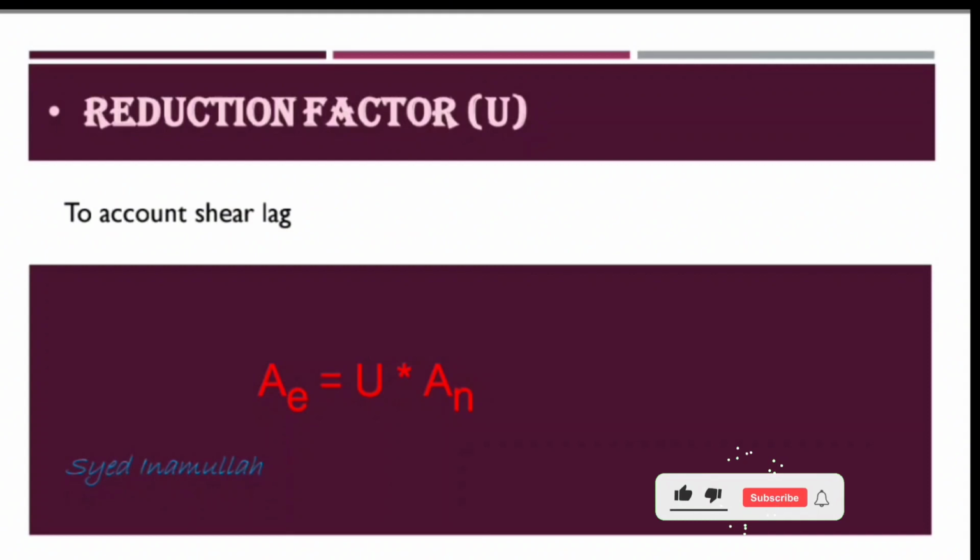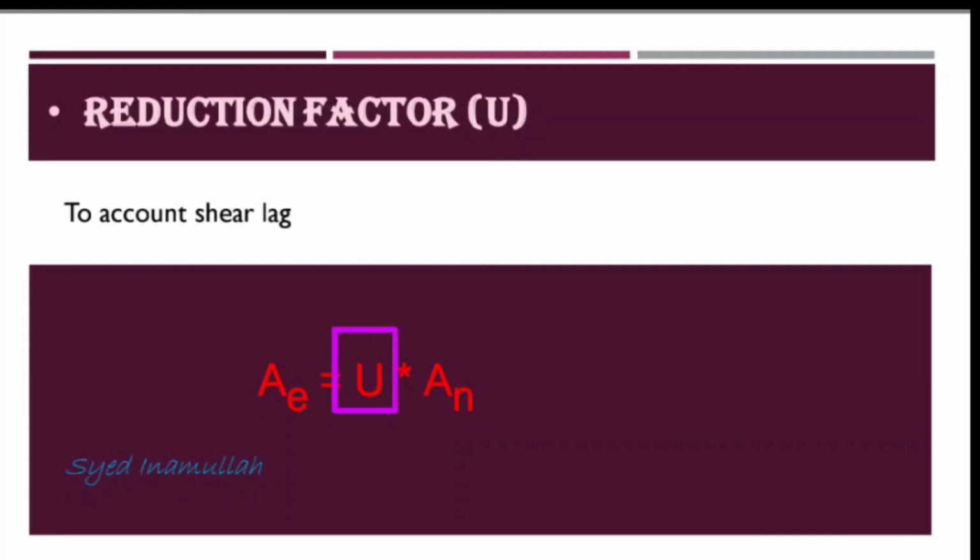In the last lecture we had discussed the first category for finding U. There are a total of 5 categories for finding the reduction factor U. In this lecture we will be exploring the other 4 remaining categories for finding U.